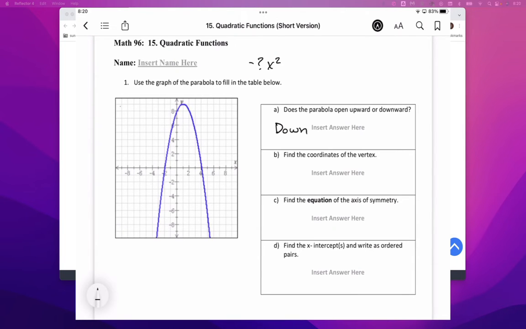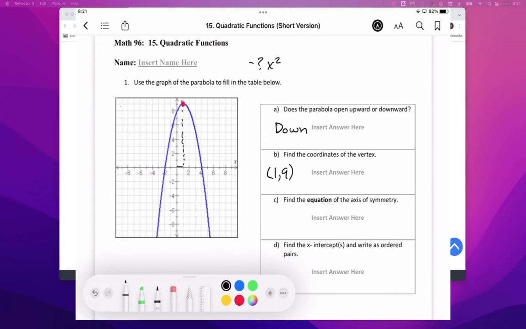We're asked to find the coordinates of the vertex, remembering that the vertex is the highest or lowest point on a parabola. And I've indicated that with a red dot there. And so we can see that that vertex is located at, if we come over 1 on the x value and we go up 9 on the y value, we would have a coordinate of 1, 9. We're asked also to do the equation for the axis of symmetry.